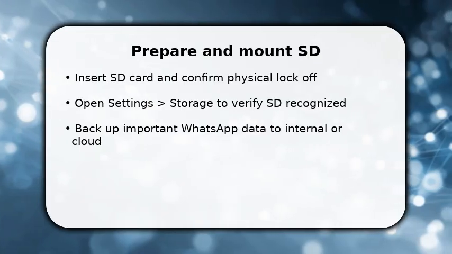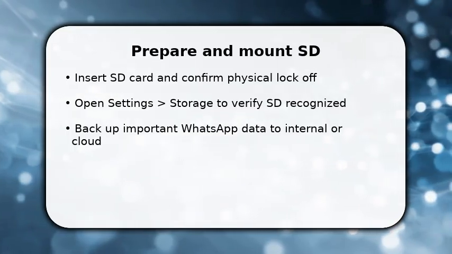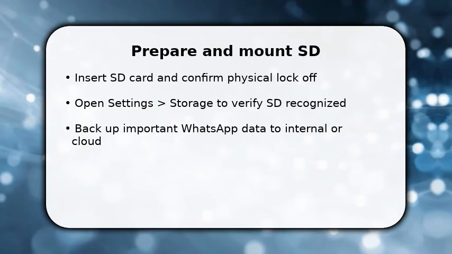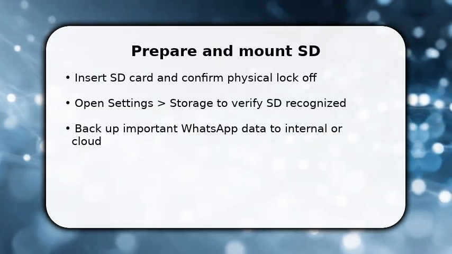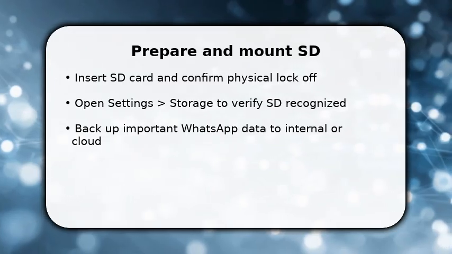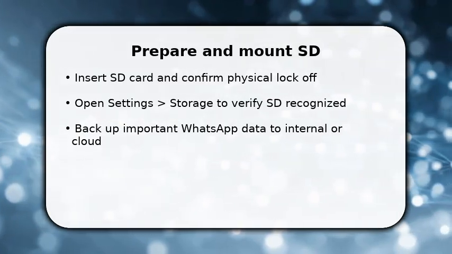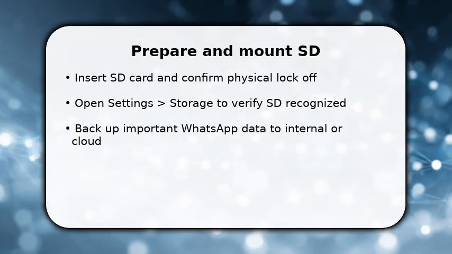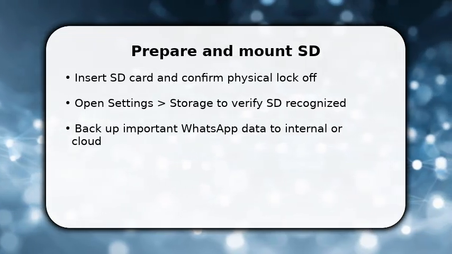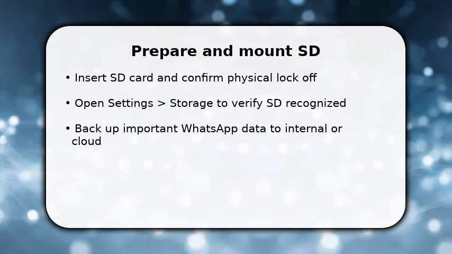You start by preparing the SD card and mounting it in your Redmi. Insert the card, then open Settings and tap Storage to confirm the card appears. Make sure the card is formatted for use if prompted. Next, back up WhatsApp chats to Google Drive or local storage to prevent data loss. Once done, grant files and WhatsApp storage permissions so the system can move data. These steps let you proceed safely to change the save location.